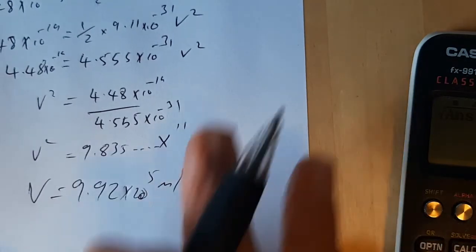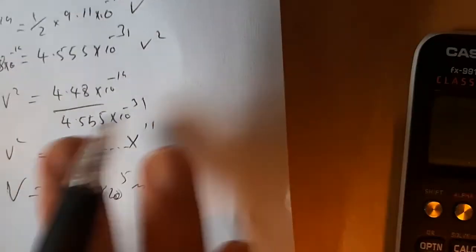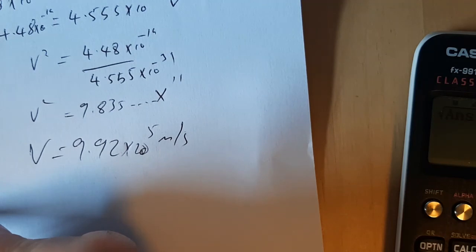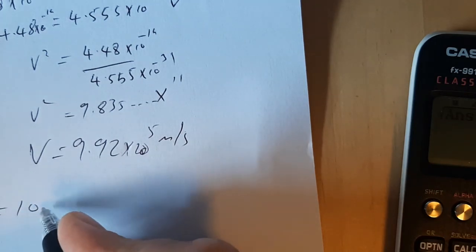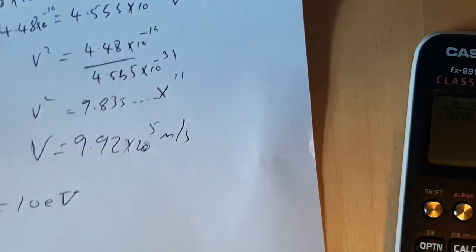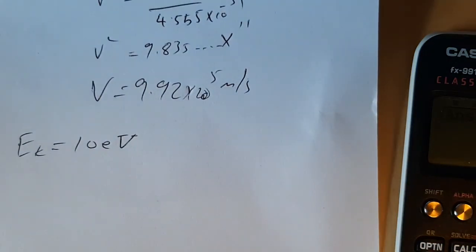Right, I'm going to get you to do one now. So let's say the kinetic energy of an electron is 10 eV. I want you to stop the video now, go back if you need to, and then find out how fast the electron's going. You got an answer? Good.